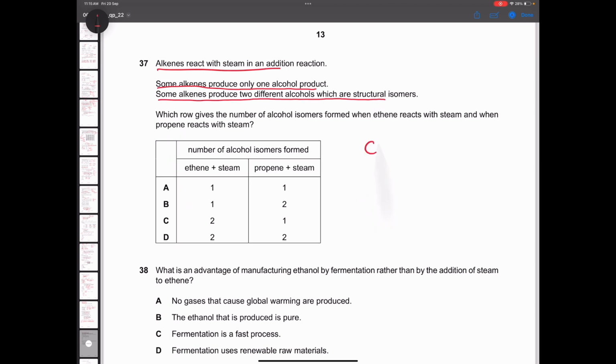See, ethene looks like this. This is ethene, and when you react it with steam, ethanol is formed. So ethanol somewhat looks like this. Now, how many isomers can you form from this? You will say that, oh, I'll change the position of this, I'll move it to the other carbon.